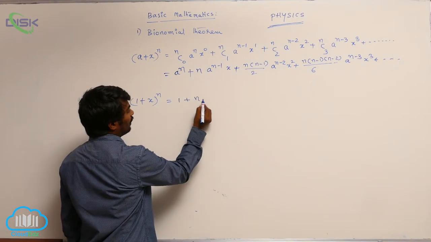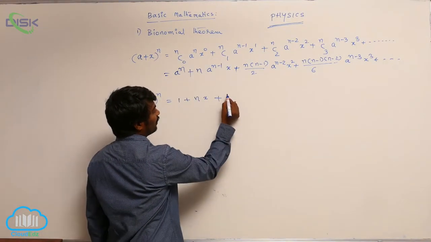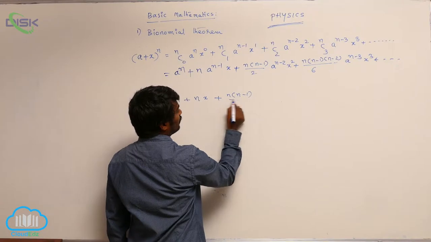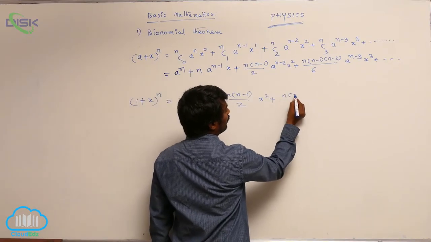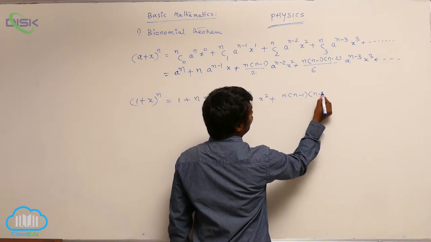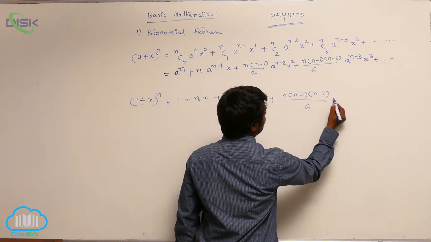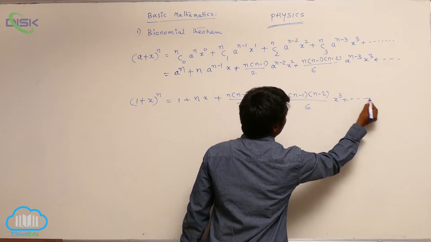1 + n x + n(n − 1)/2 x² + n(n − 1)(n − 2)/6 x³ + and so on.